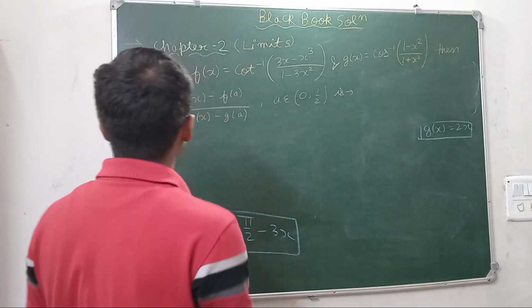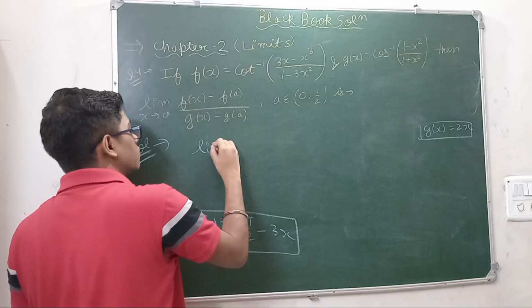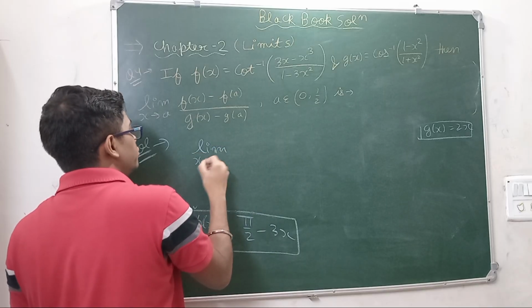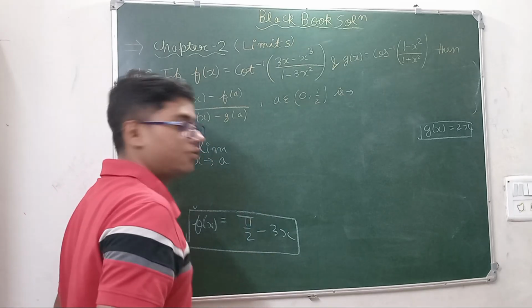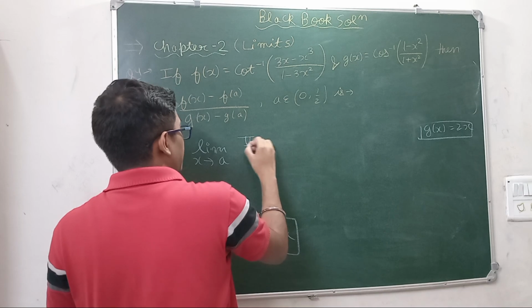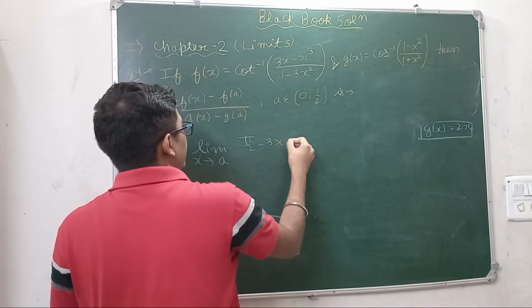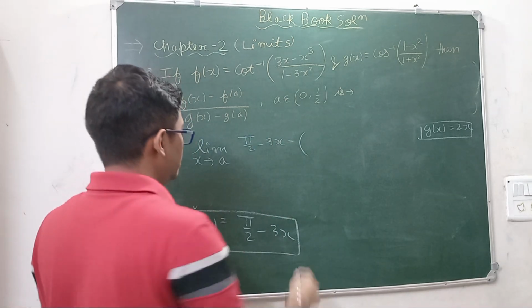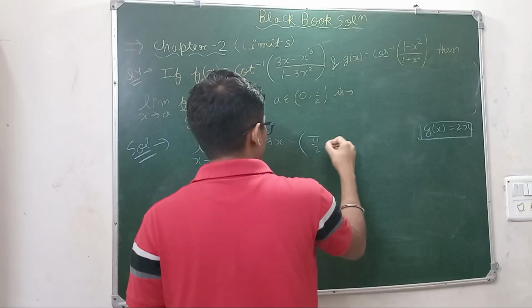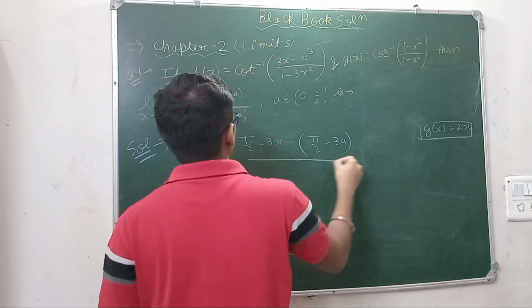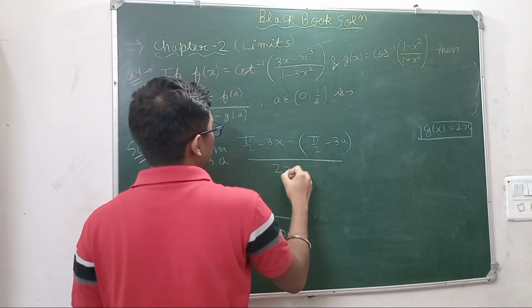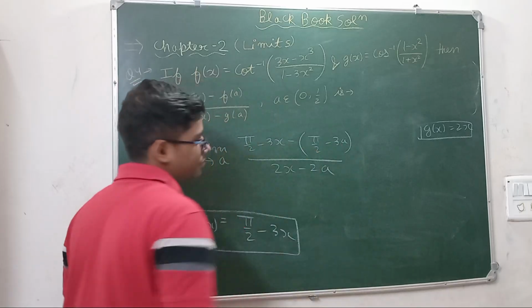Now see, here it is saying limit x tends to a. f(x), what is f(x)? Pi by 2 minus 3x. f of a, substitute x equals a, this will become what? Pi by 2 minus 3a upon g of x is 2x and g of a is 2 times a.